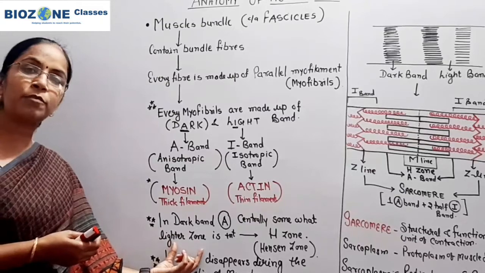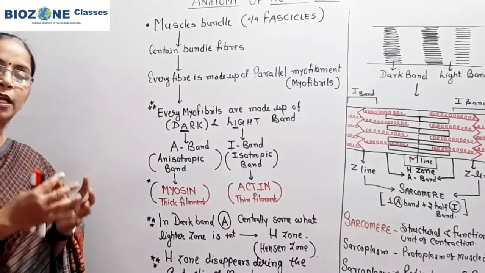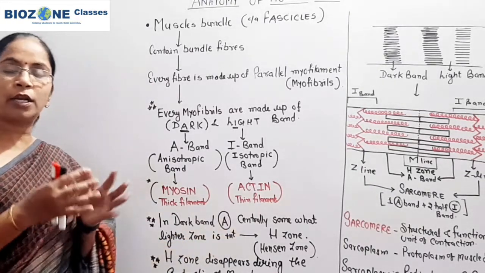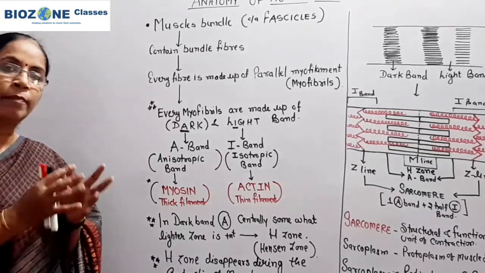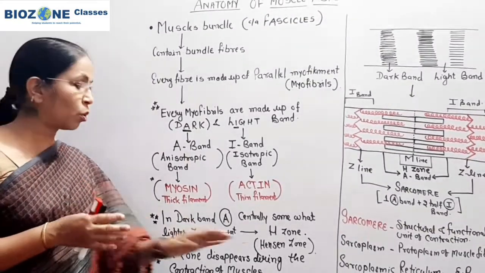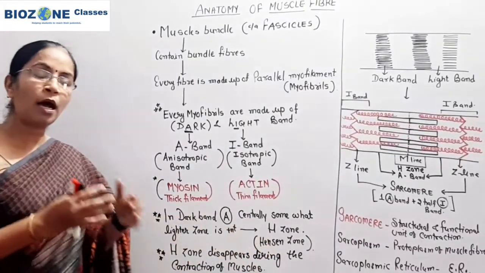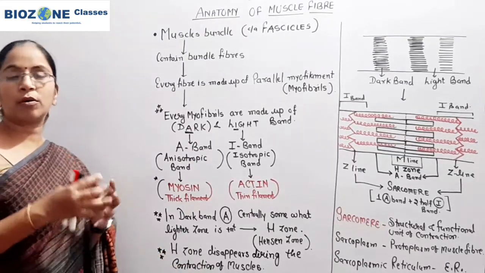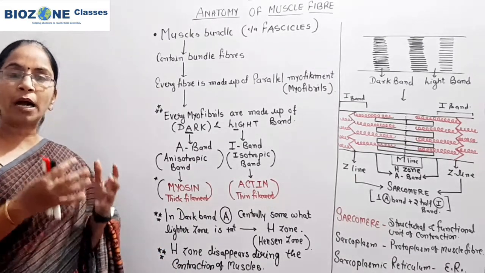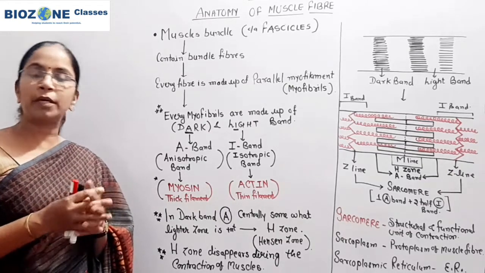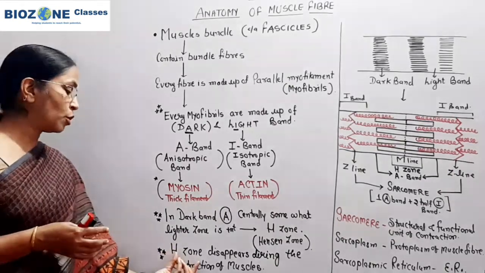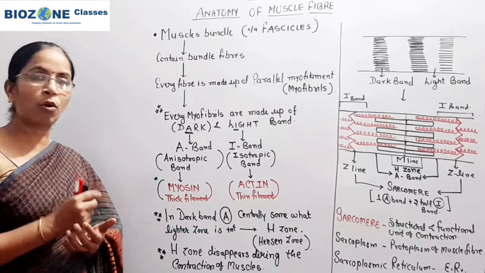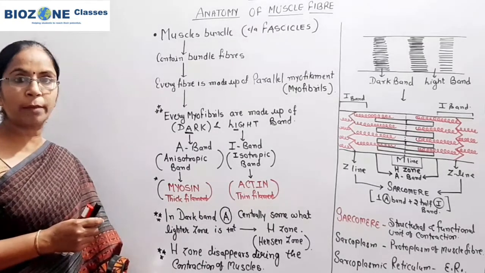Now this part is most important: in every dark band or A band, centrally a somewhat lighter zone is present. That lighter zone is called the H zone, or the Hensen zone. And one of the most important questions for your NEET exam: the zone of the muscle fiber which disappears during muscle contraction. So remember, the H zone mainly disappears during the process of muscle contraction. And what is the H zone?